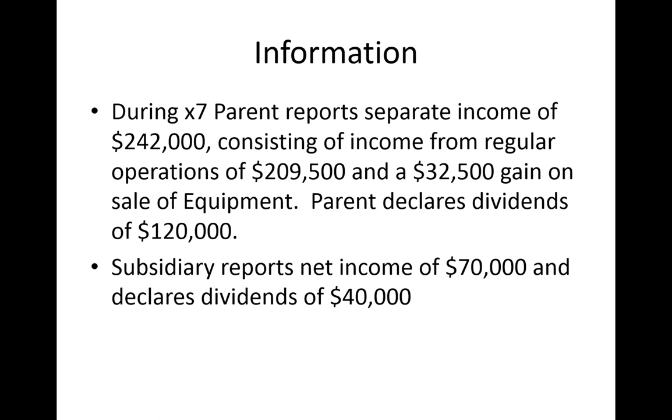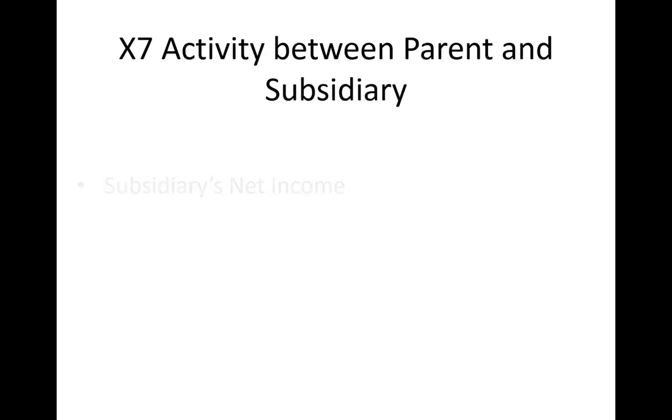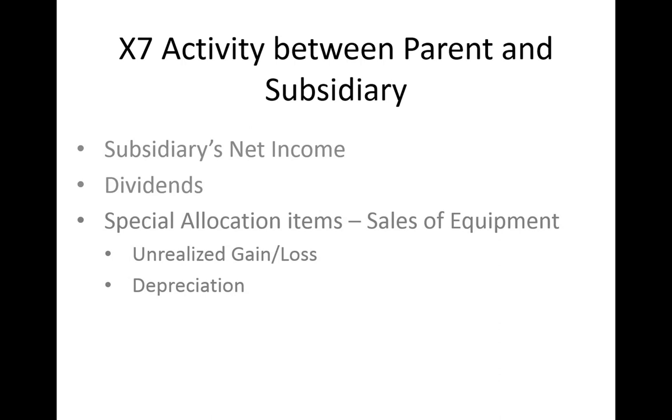There's going to be a gain on the sale, which we'll get into, but here's the information for separate operating income and regular income, etc. Here is the information for the second year, X8. And let's focus on the X7 or year 1 stuff. We'll look at the three things of importance: sub's net income, dividends, and then any special allocation items. You can see here we've got an unrealized gain or loss, and then we're going to add something to this, and that's going to be depreciation.